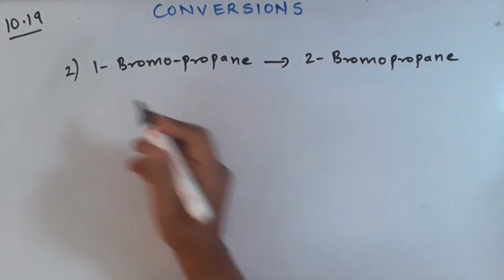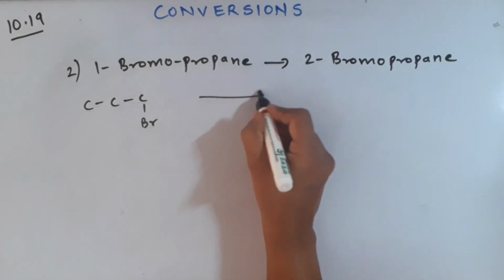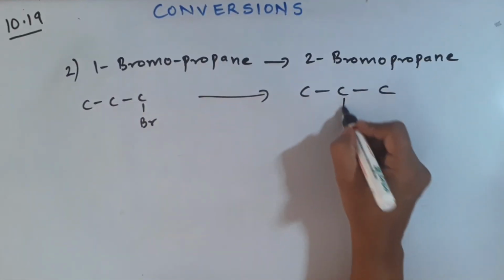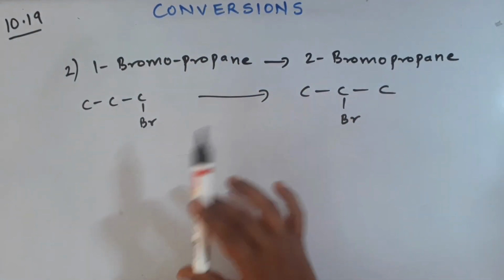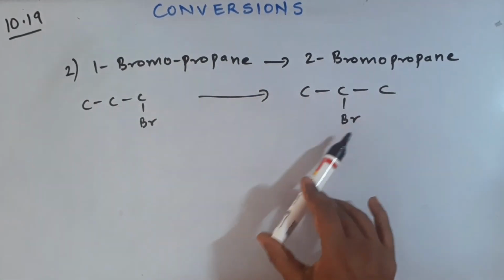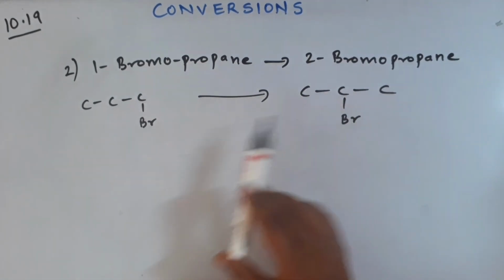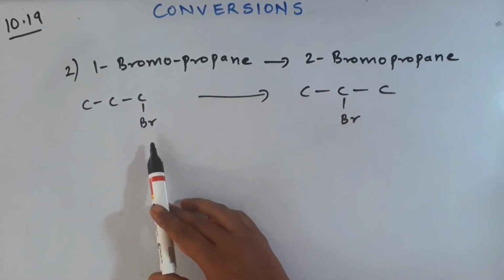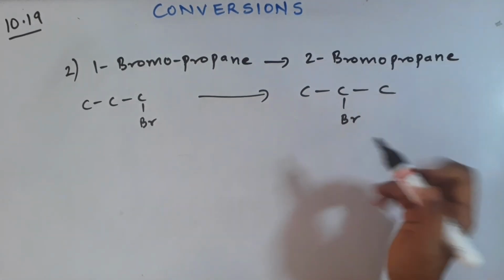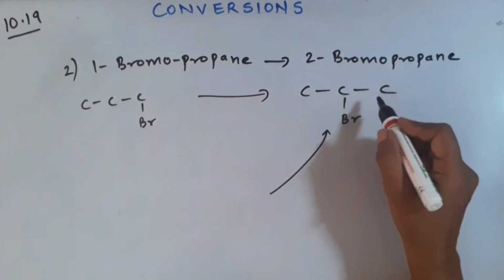1-bromopropane to 2-bromopropane. First draw the skeleton of the compound. It will be like this. 2-bromopropane will be like this. And what is the difference? There is no difference in the formula, but there is a difference in the position of the bromine. From the first position you have to remove it, and then you have to again attach it. First remove, again attach. So let us understand what was the parent of this compound.